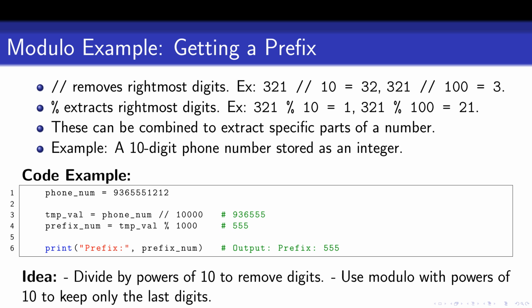The same principle applies to any number. Division by a power of 10 removes digits from the right, while modulo by a power of 10 keeps only the digits on the right. Together, they form a powerful pair for dissecting numbers. This technique demonstrates how mathematical reasoning can be directly translated into programming logic, making tasks like data parsing both straightforward and reliable.